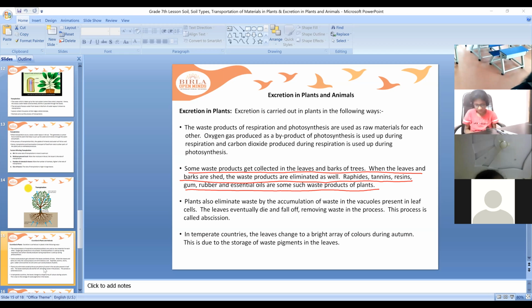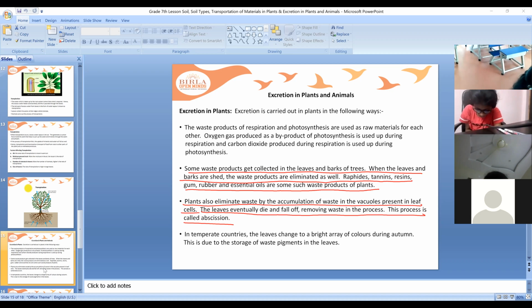Plants also eliminate waste by accumulation of waste in the vacuoles present in the leaf cells. So these eventually die and fall off, removing waste in the process. This process is called abscission. The leaves eventually die and fall off. Underline this, underline each and every line. So this is important. What is abscission?